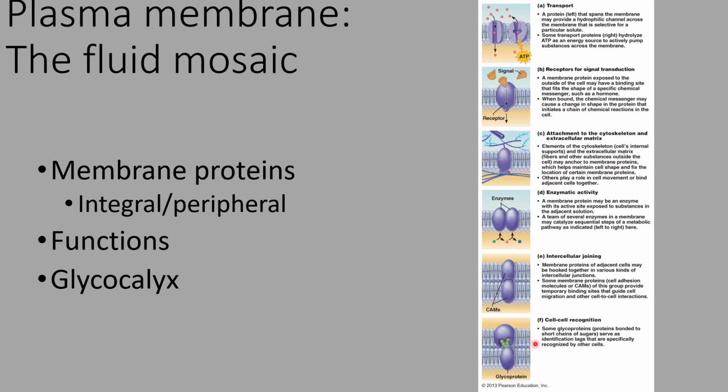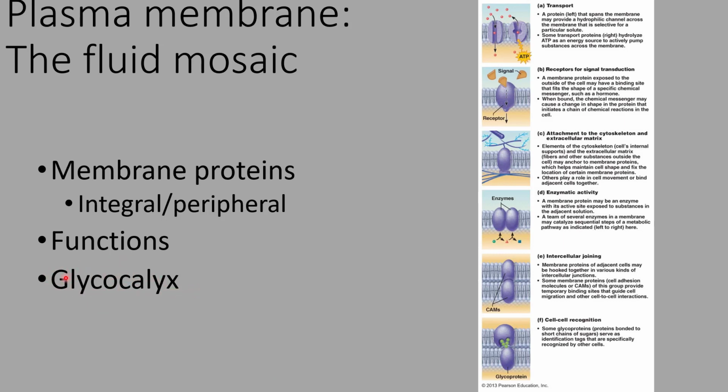Next, cell-to-cell recognition. These are extremely important and a big part of how our immune system works. Here we have a glycoprotein. It could just be a protein on its own, but another cell comes along and binds to it and recognizes it as, hey, you're supposed to be here, or hey, you're not supposed to be here, based on its shape.